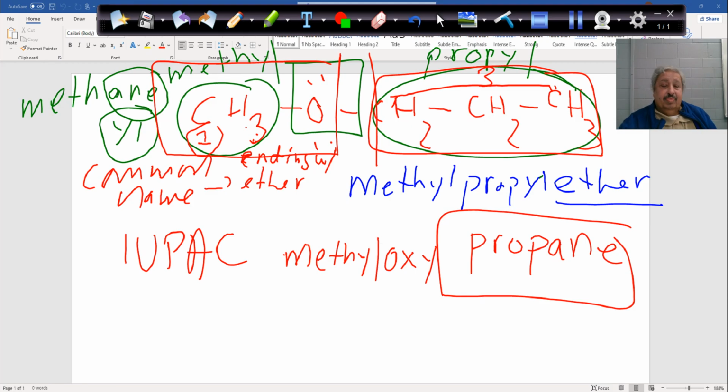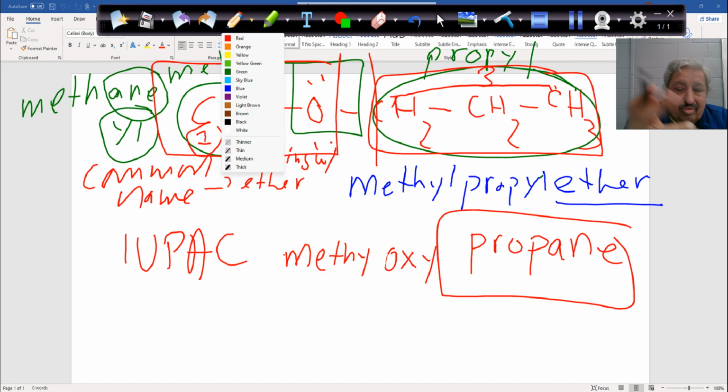Methyl, or sometimes called methoxy, sometimes without the L. But I like to have the L because that's methoxy. They said methoxy. The L is out sometimes. But anyway, that's the way we can name those.